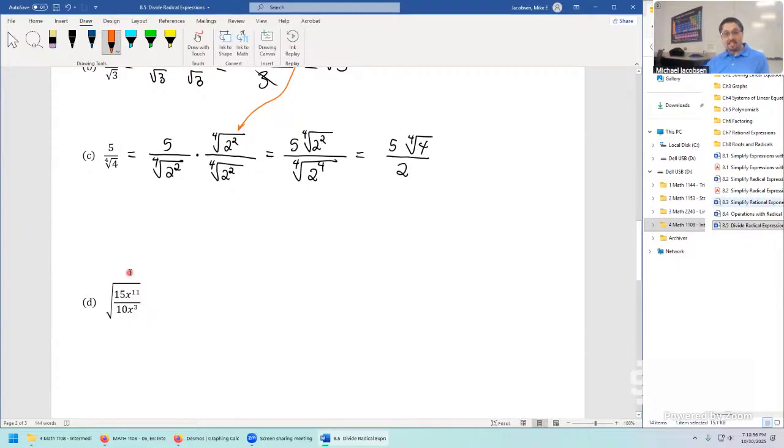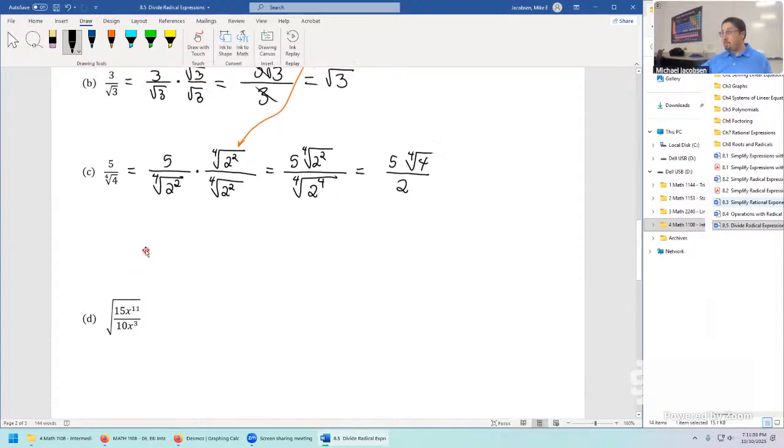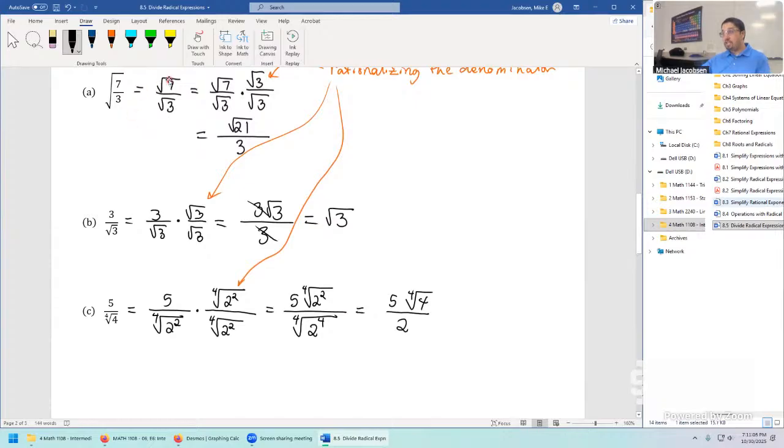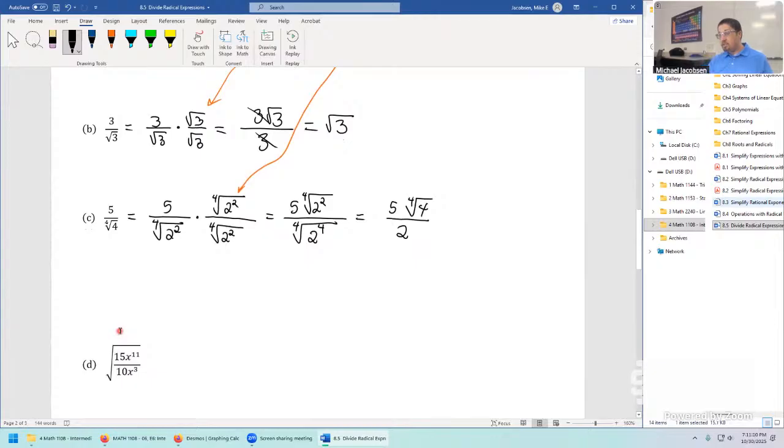bit more built up, something that's going to simplify a little bit further. On this one here, we could try to split it up and rationalize the denominator, just like we did the 7/3. We immediately split it up, multiply by root 3 over root 3. But this one actually reduces. So a good call on this one is just reduce the fraction first, then worry about rationalizing the denominator. 10 and 15 can be reduced by dividing by 5, leaving 3 halves. X power 3 divides into x power 11, leaving x power 8.